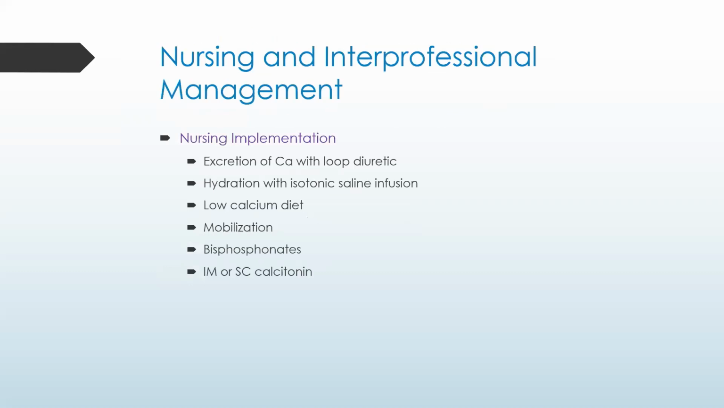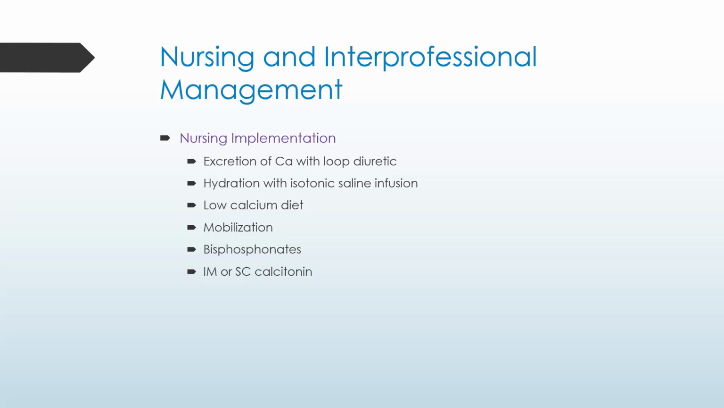The basic treatment of hypercalcemia is promoting urinary excretion of calcium by administering a loop diuretic such as furosemide and hydrating the patient with isotonic saline infusions. The patient must drink 3,000 to 4,000 milliliters of fluid daily to promote the renal excretion of calcium and decrease the possibility of kidney stone formation. Other supportive measures include a diet low in calcium and an increase in weight-bearing activity to enhance bone mineralization.